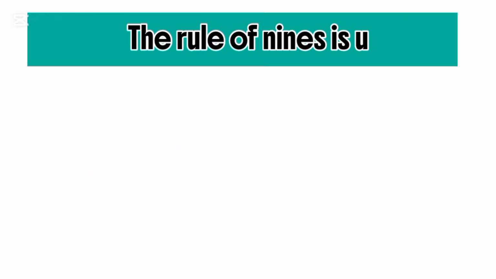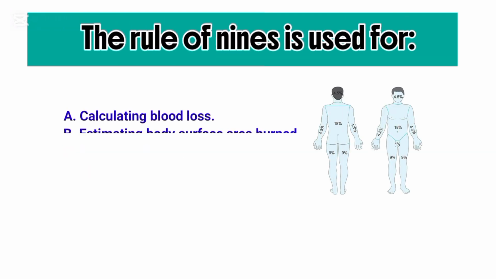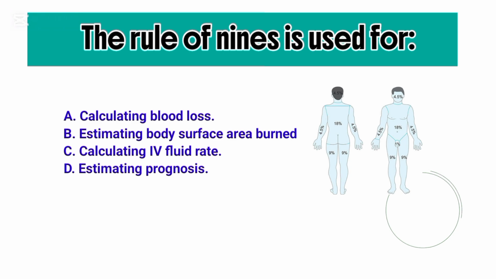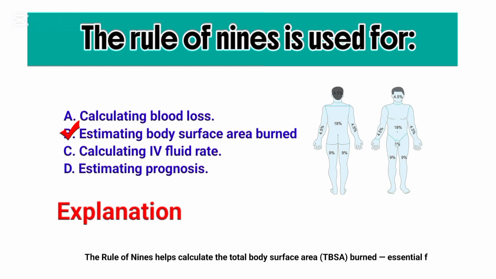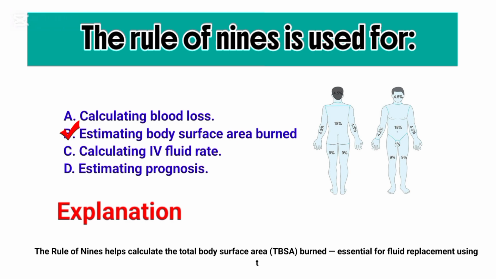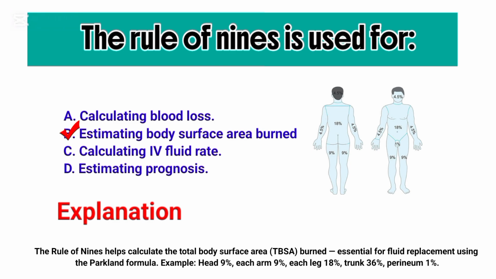The rule of nines is used for. Correct option B. Estimating body surface area burned. Explanation. The rule of nines helps calculate the total body surface area, TBSA, burned, essential for fluid replacement using the Parkland formula, for example. Head 9%, each arm 9%, each leg 18%, trunk 36%, perineum 1%.